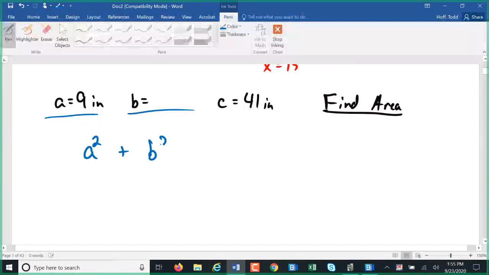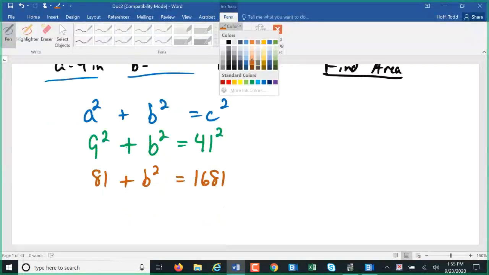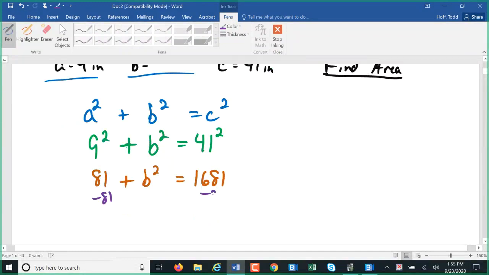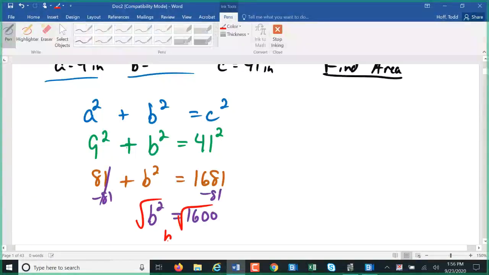A squared plus B squared equals C squared. A is 9, so that's 9 squared, plus B squared equals 41 squared. And now we've got to figure out what B is. Well, 9 squared is 81. Not going to do anything with the B squared yet. 41 squared is 1,681. So we will subtract the 81. Get that B squared is 1,600. And we'll square root. Get B is 40. So B is 40 inches.